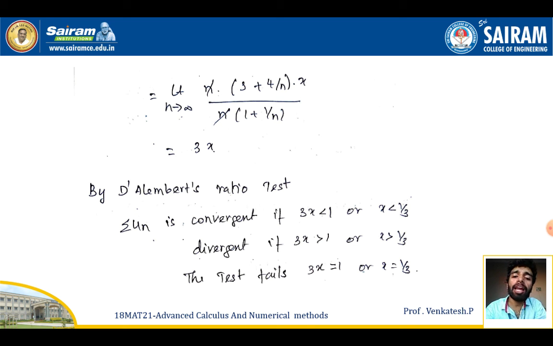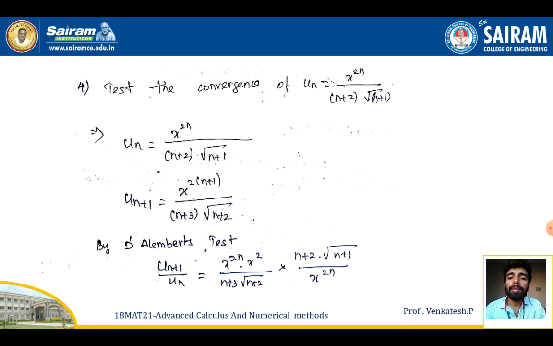So now by D'Alembert's ratio test, we can conclude that summation un is convergent if 3x is less than 1 or x is less than 1 by 3. It is divergent if 3x is greater than 1 or x is greater than 1 by 3. The test will fail if 3x is equal to 1 or x is equal to 1 by 3.